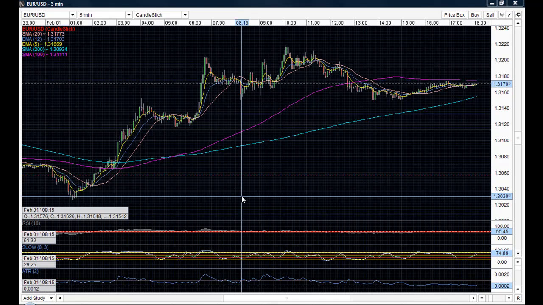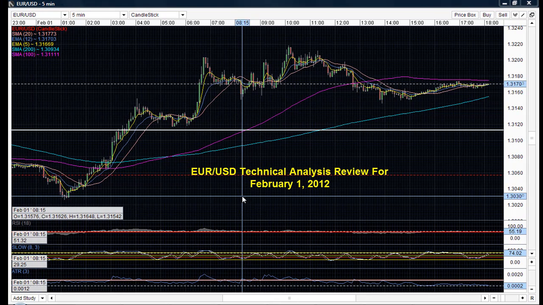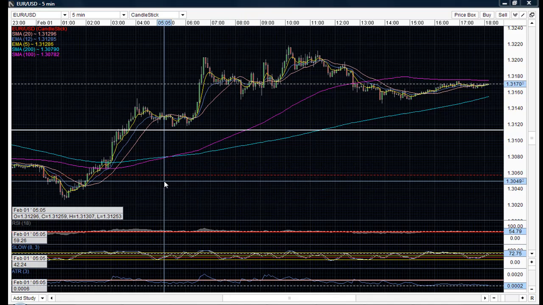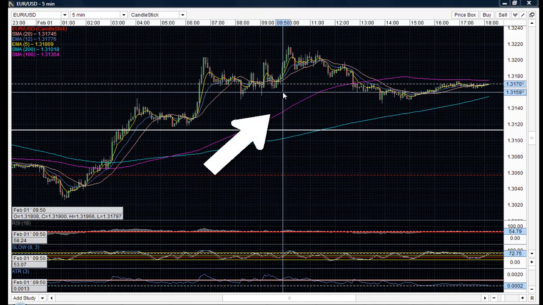Hello everyone and welcome to our next technical analysis review for the Euro US dollar pair. Today is February 1st, 2012 and we are currently looking at today's price action on the 5-minute chart. And as you can see, the trend for today was primarily bullish.